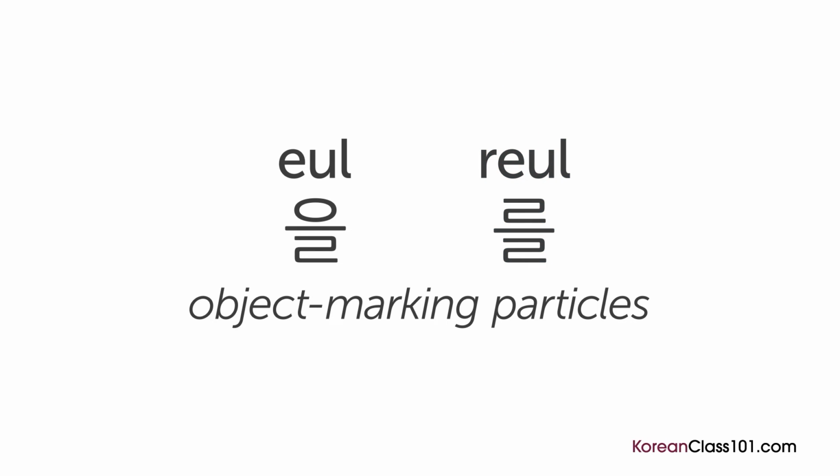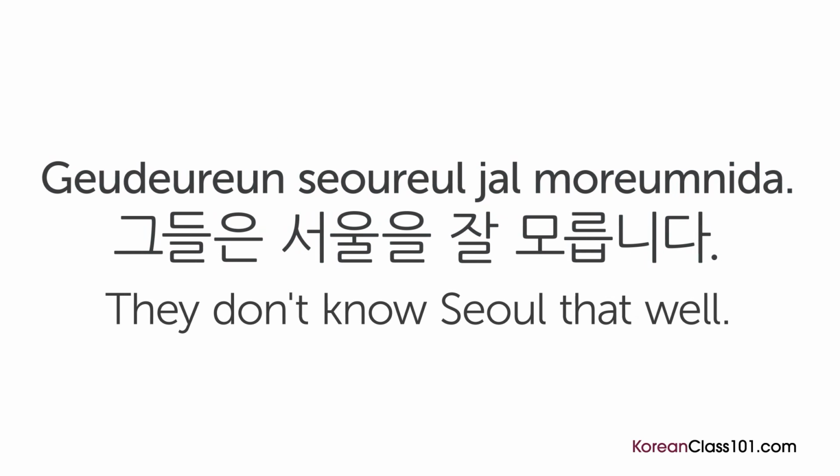Let's do some examples so you can learn how to use 을 and 를 correctly. Let's use the sentence 그들은 서울을 잘 모릅니다 as an example.